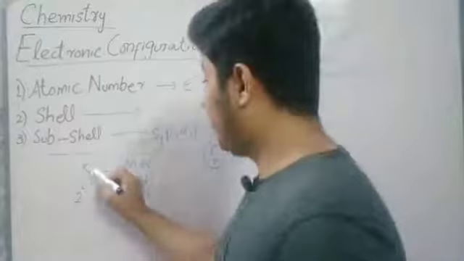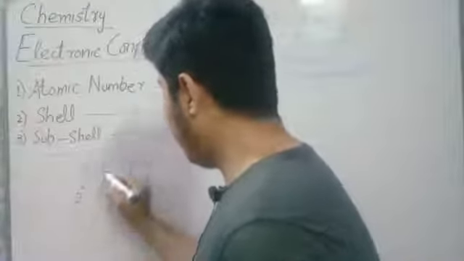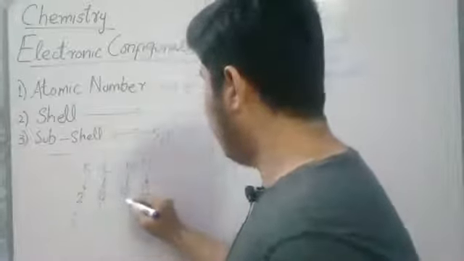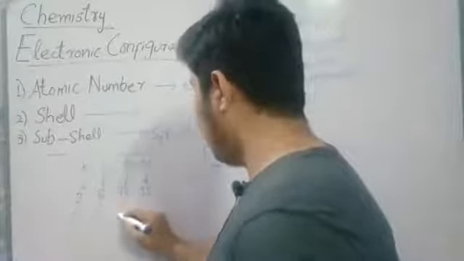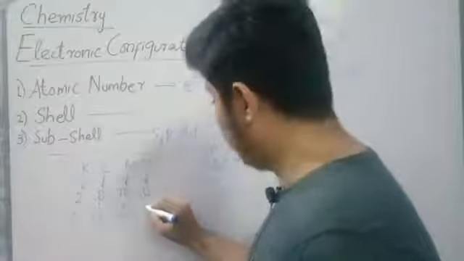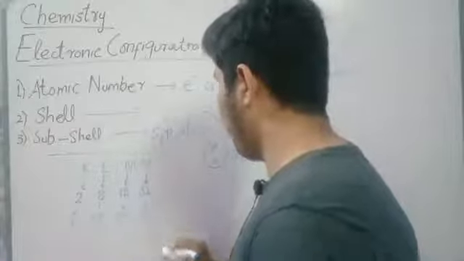So the K shell contains only S. Then the L shell contains S and P subshells. Then the M shell contains S, P and D subshells, while the N shell contains S, P, D and F.